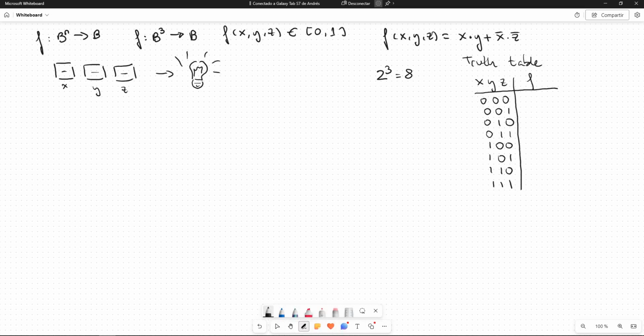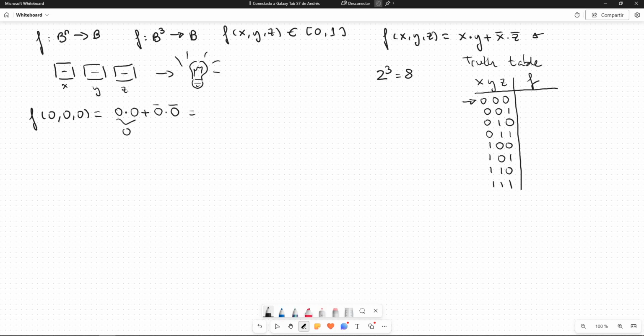So, how do I know the value of the output for every combination? I can replace each combination into the function. For example, for the first combination, x, y, and z are equal to 0, 0, 0. So 0 multiplied by 0 plus complemented 0 multiplied by complemented 0. I'm just using this function replacing the values. So I have that this is 0.